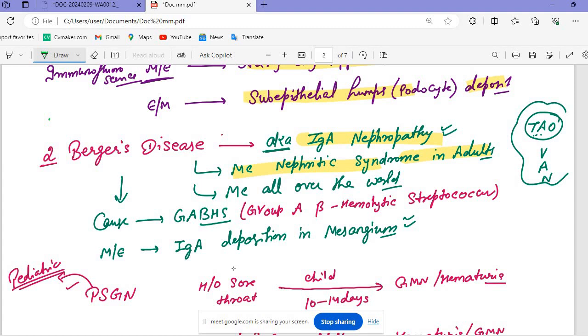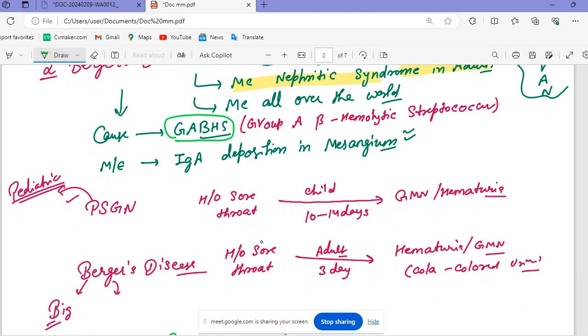What is the etiology of Berger disease? Remember, it is not group A beta hemolytic streptococcus, that is post streptococcal glomerulonephritis. Microscopically, there is IgA deposition in the mesangium. So remember, if there is mesangium, think about Berger's disease.